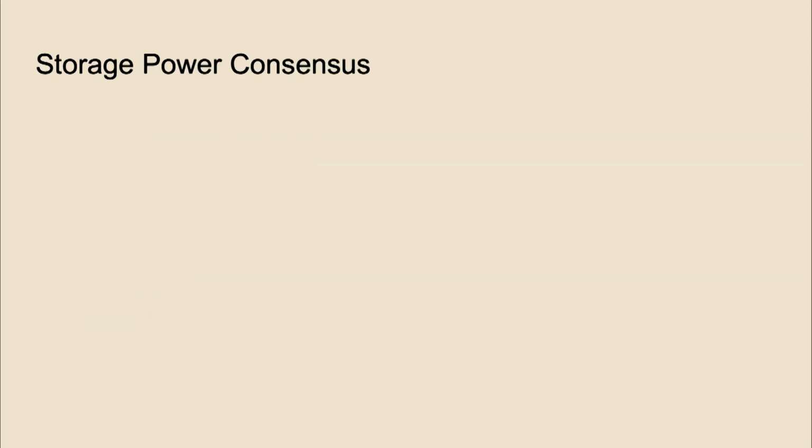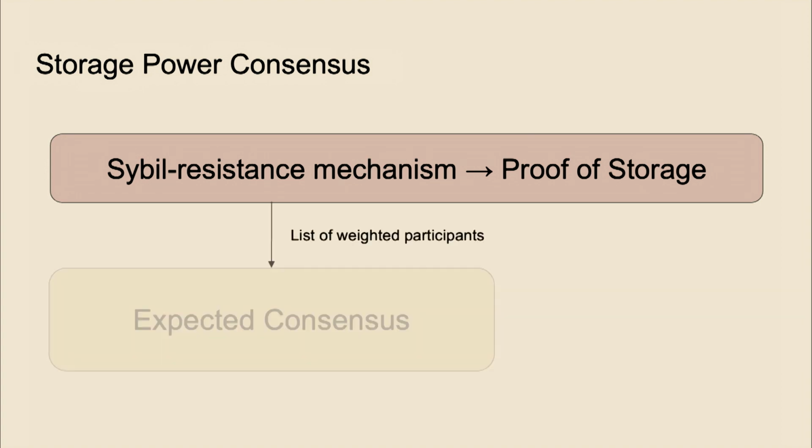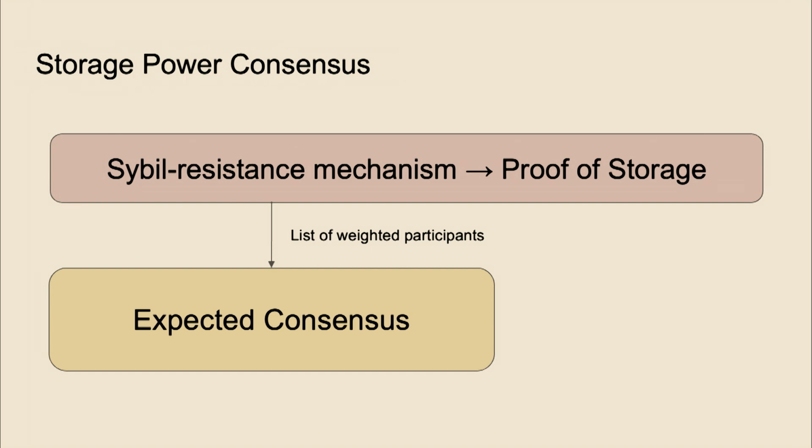And Filecoin uses this so-called storage power consensus, which mainly consists of two components. The first one is a Sybil resistance mechanism called proof of storage. This mechanism keeps an accurate table of the storage power, or storage capacity, pledged by each participant, called storage miners in Filecoin. And the second component is a consensus protocol called expected consensus, or EC.